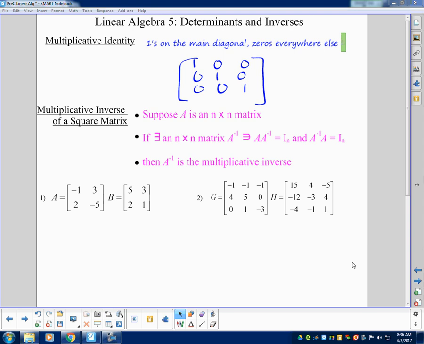A inverse is what we call that. It's the multiplicative inverse. Now, it's very important with matrices that we have both of these statements. A times A inverse equals the identity, and A inverse times A equals the identity. Why is that?